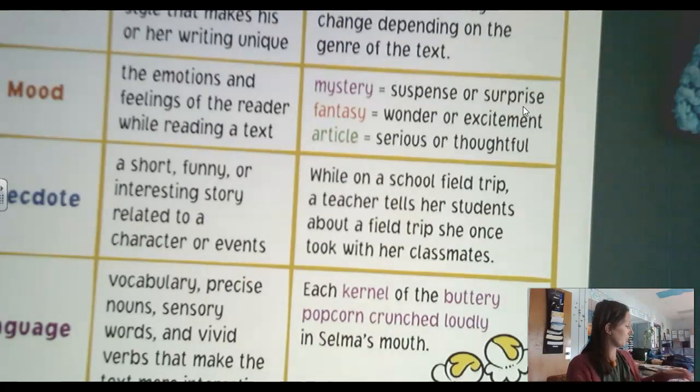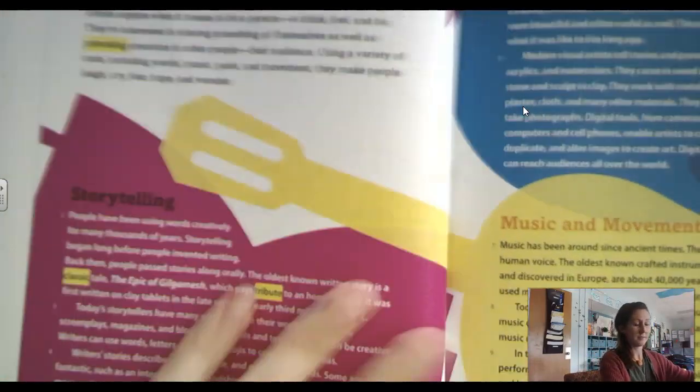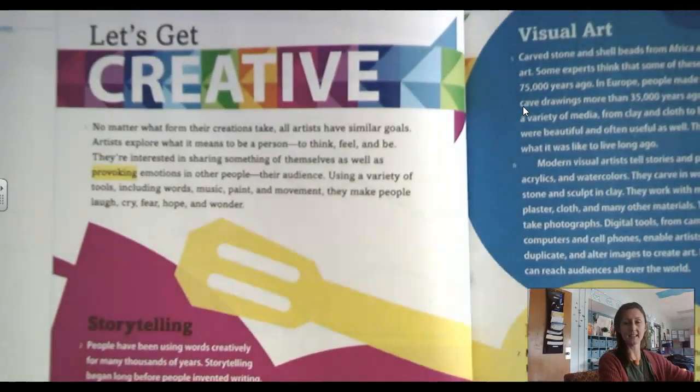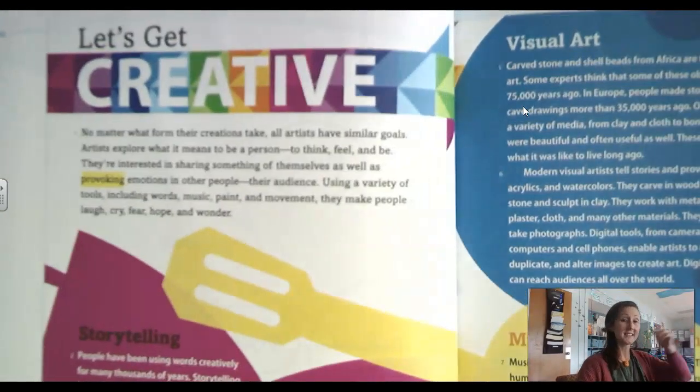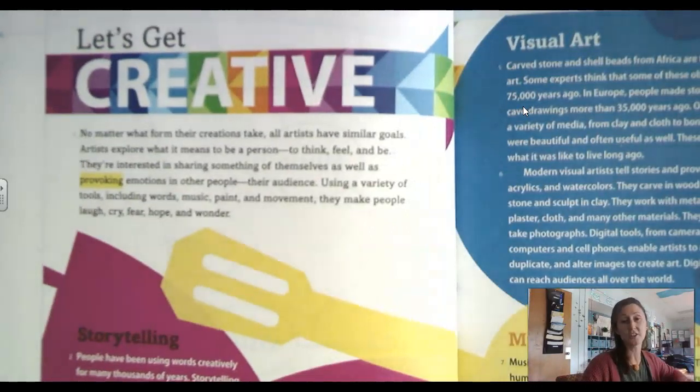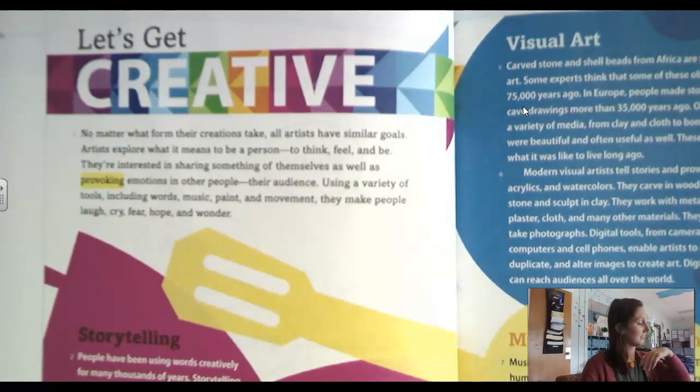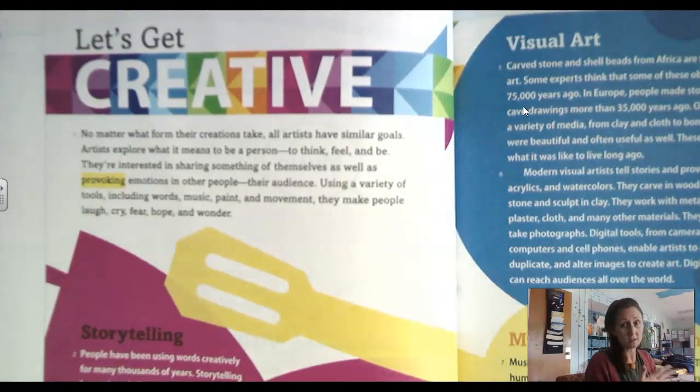So the reading that we're going to be doing today, give me just a second to pull it over here, is going to deal with our Module 6 unit, and it's the beginning piece of that Module 6. And it's going to be called Let's Get Creative. It's an informational text, so that should help you understand the mood that the author's trying to create here.